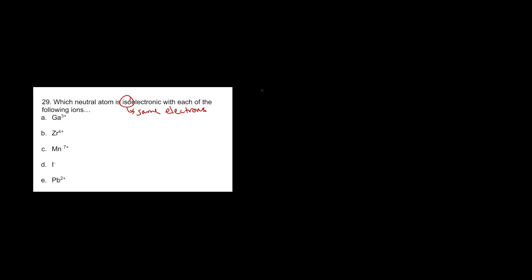So that means we need to figure out which element has the same amount of electrons. So we have to figure out how many electrons are in each of these. First thing we need to do is figure out where gallium is on the periodic table. So gallium is right here. You can't read that, but it says 31.